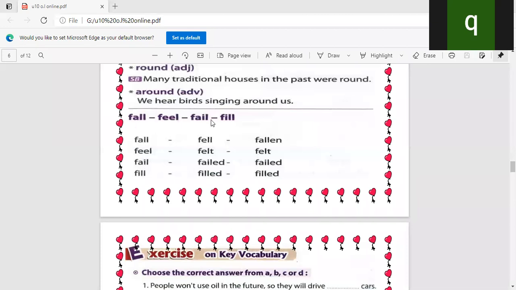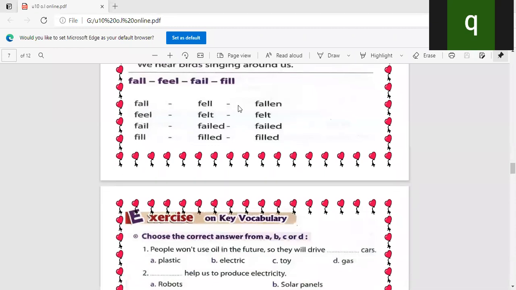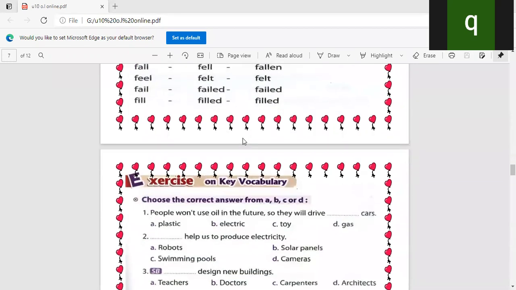Okay, fall, feel, fail, fell. These verbs are different. Fall, fell, fallen. Feel, when you feel something. Okay, felt, the past. Okay, fail, failed, failed. Filled. Okay.